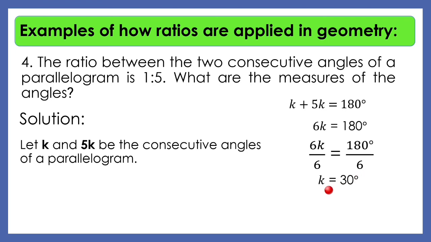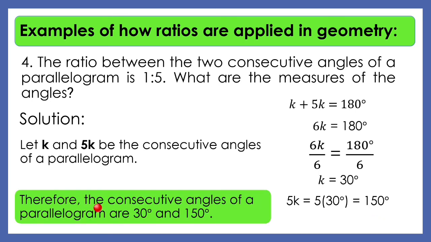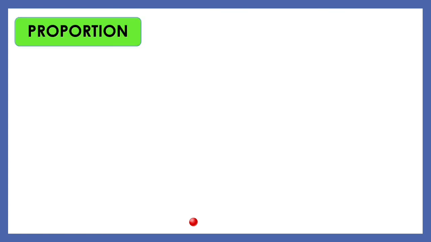Our K is the first angle. To get the measure of the second angle, we will use 5K. 5K is equal to 5 times the value of K, which is 30 degrees. 5 times 30 degrees is equal to 150 degrees. This is the measure of the second angle. Therefore, the consecutive angles of a parallelogram are 30 degrees and 150 degrees. Let's now proceed to proportion.